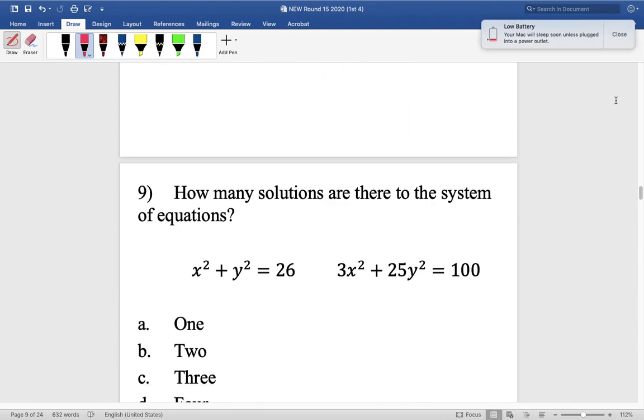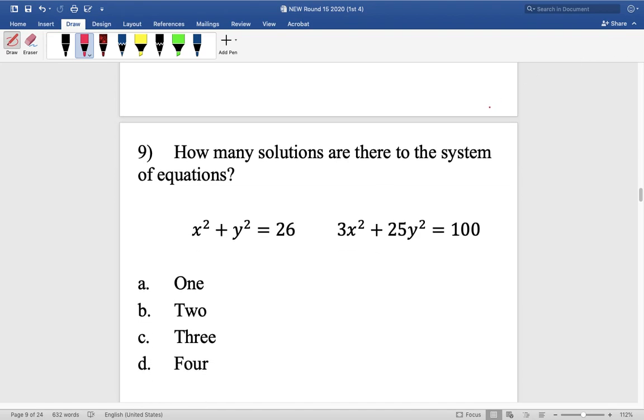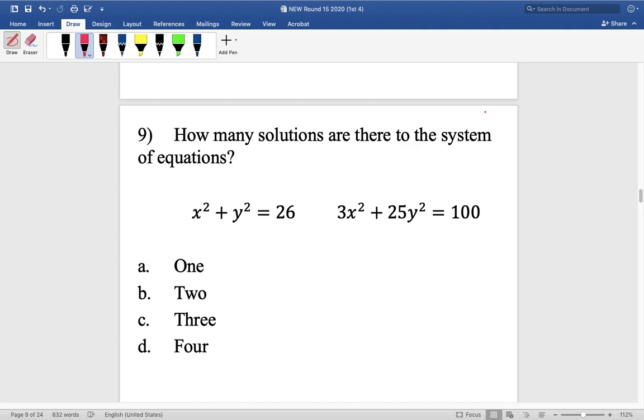All right, number 9. How many solutions are there to this equation? Well, we have to solve it, and I would set it up, kind of looks nice and neat for elimination. If we put this right underneath of it, then couldn't we just multiply everything by 3, subtract, and we'll be able to solve this equation.